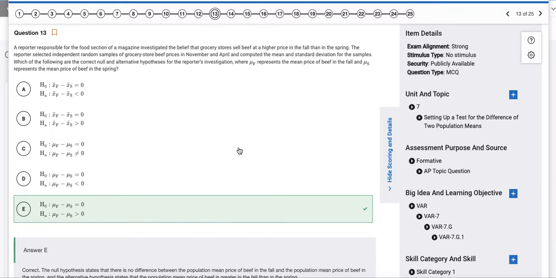All right, so number 13 is asking you to set up your null and alternative hypotheses. Automatically you know that for the null, the H0, it's always going to be equal to. So all 5 of these options are equal to, which is good. Now there's something wrong with these two choices. Look at your null. Can you guys see what's wrong with the null and alternatives?